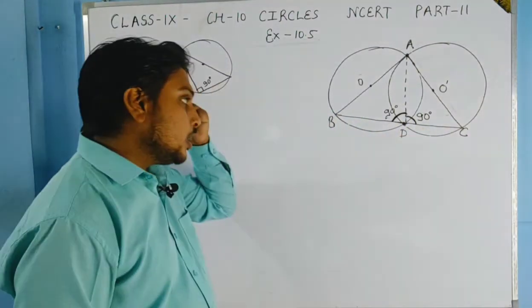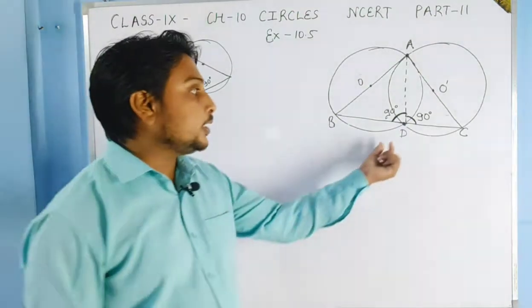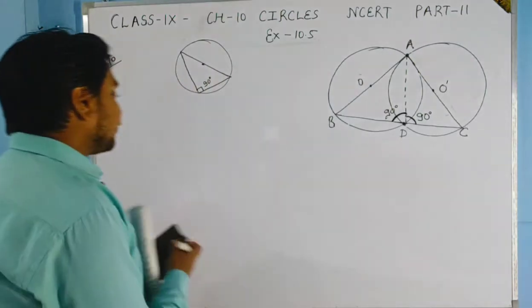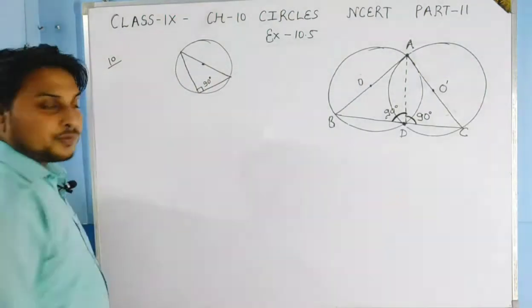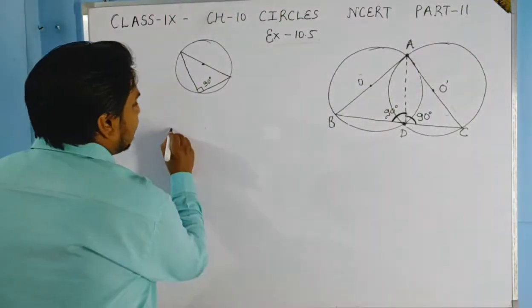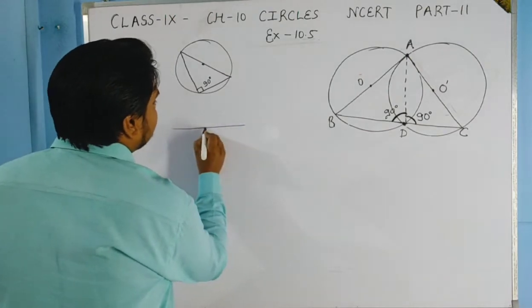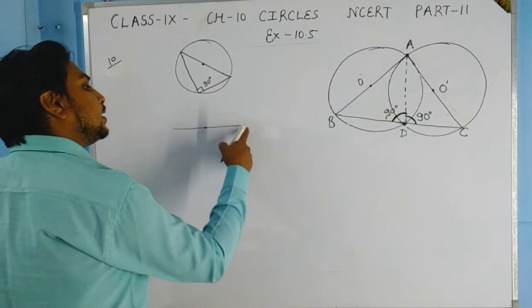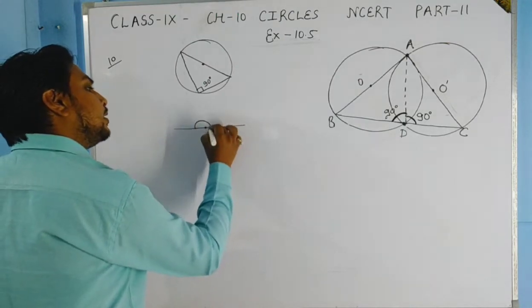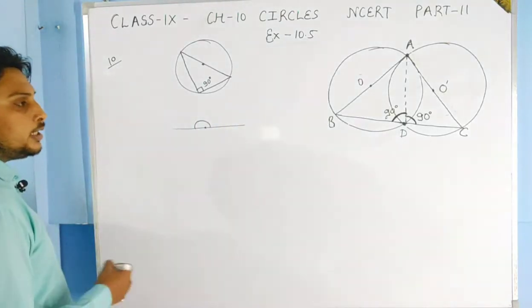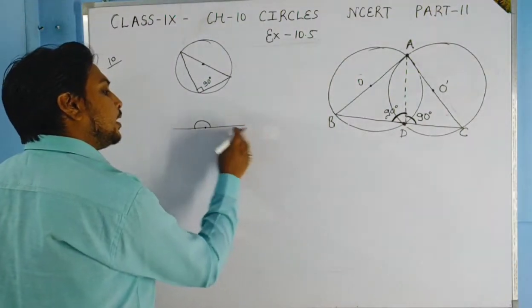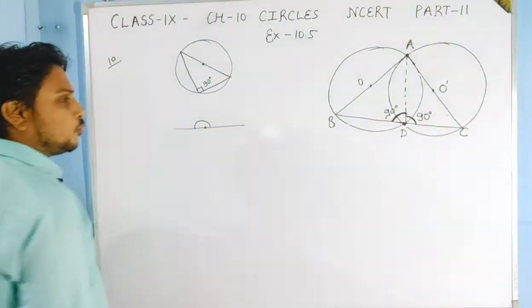Now how can we show that this point D is on the side BC? See, if a point is there, and you have to show that one line moves through it, how will you show that this point is on this side? If you show that this angle is 180 degree, then easily you can say that this is a straight line, and if it is a straight line, then it will go through this point.